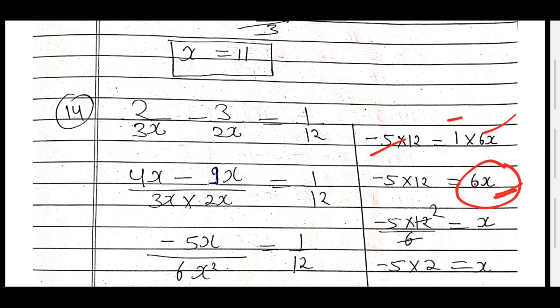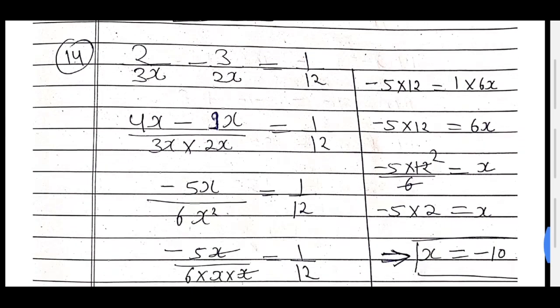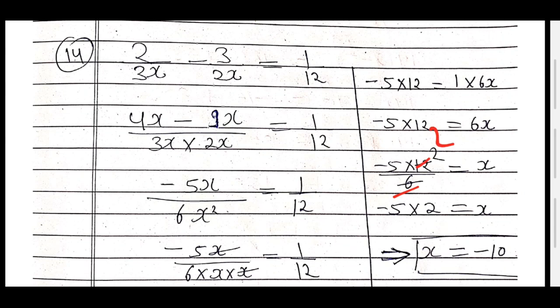When you multiply 1 by 6, you get 6x. Now make it alone. 6 comes here in division. Now just solve. 6 1s are 6, 6 2s are 12. You get minus 5 into 2. And what is the value of x? It is minus 10.